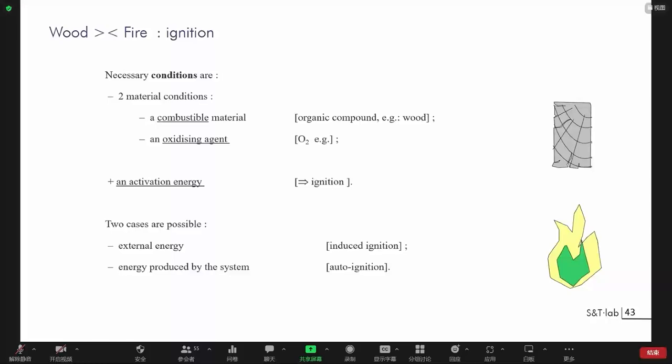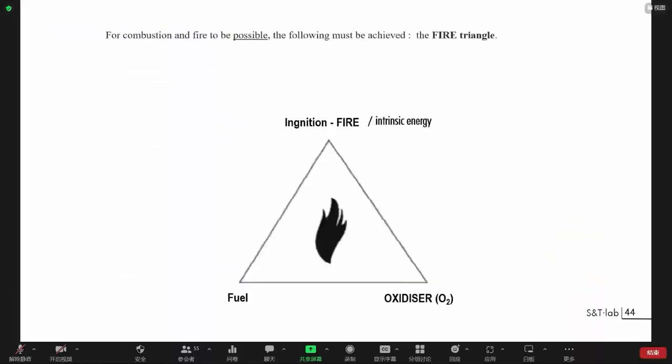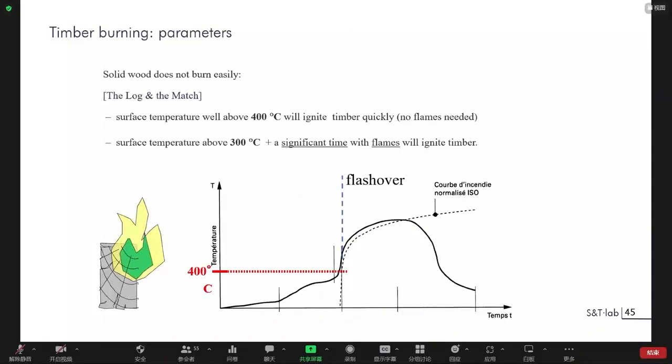The energy can be provided as fire or as a temperature. More precisely, you have flames that will be put on timber, or you will have a temperature that will be high enough to put this timber on fire. We'll be answering this question of the temperature in just one moment. So for timber to burn, and this is the case in a building also, you will need fuel, oxidizer, and also the energy put to the material in the form of flame or as temperature.